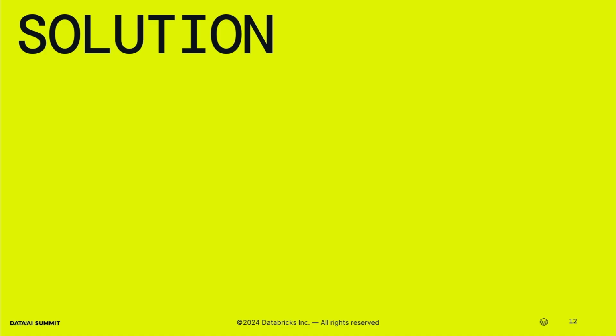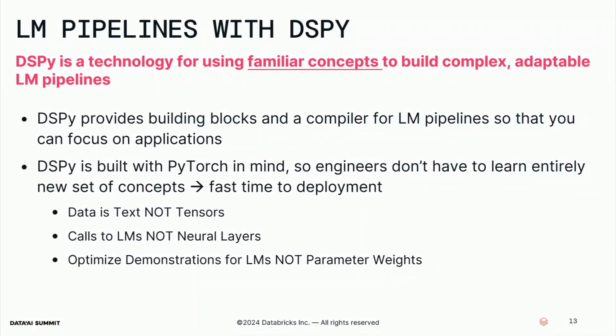Okay, so now we will go into a quick high-level overview of DSPy. DSPy harnesses familiar concepts to construct sophisticated, adaptive language models. It provides essential building blocks and a compiler, so you can focus on application-level development rather than these low-level details. So DSPy is analogous to PyTorch, and that's on purpose. Instead of dealing with tensors, DSPy operates with text. Instead of dealing with individual neural layers, it interacts with whole language models. So DSPy allows engineers to work with a familiar framework, and that allows you to minimize your learning curve and accelerates the deployment for your team.